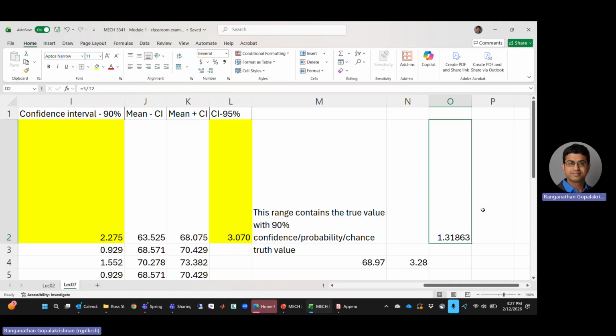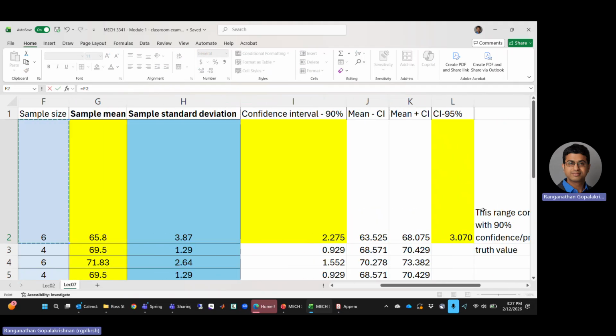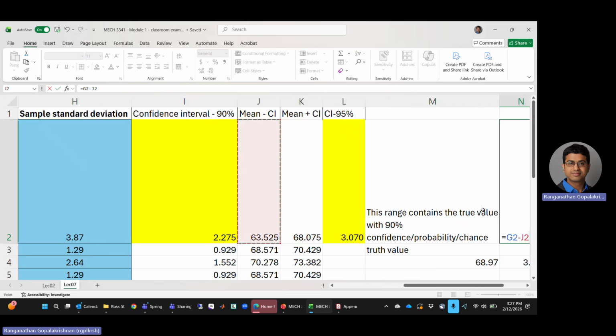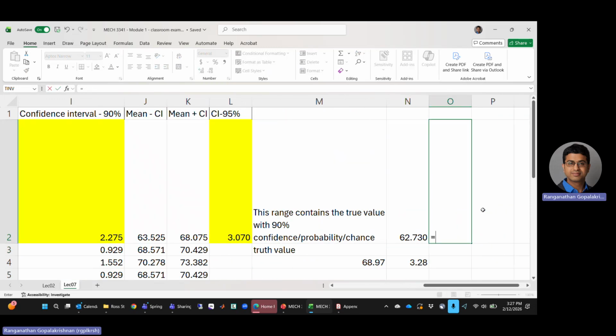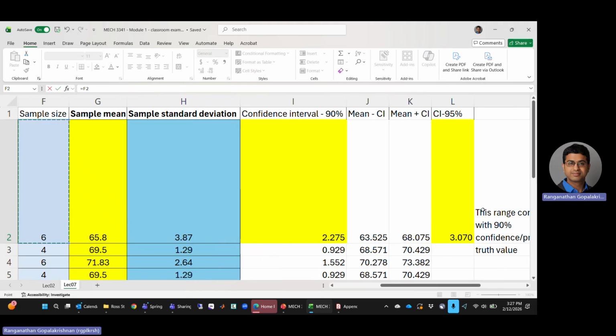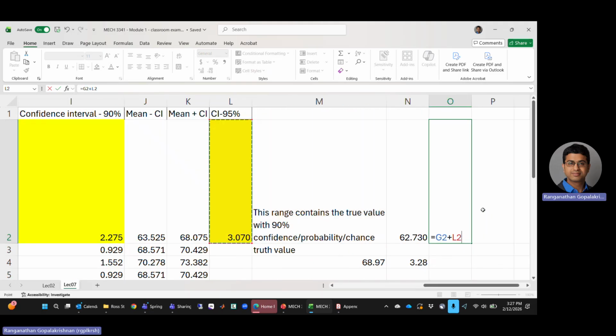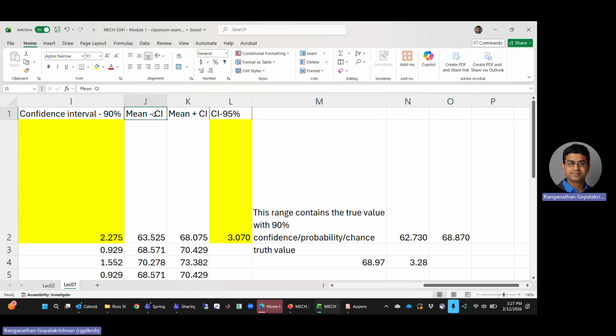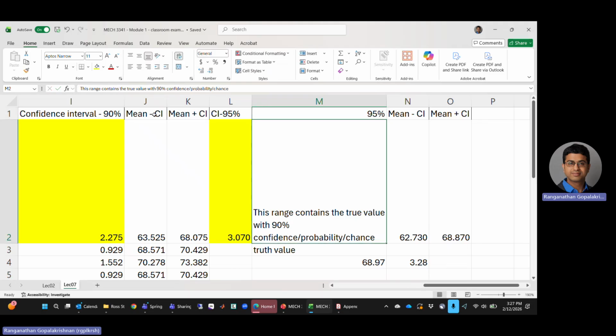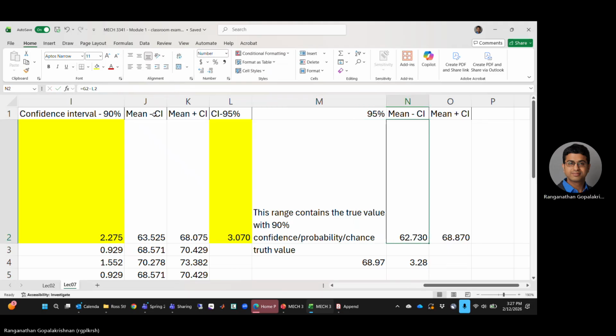Okay, so that is like saying, I'll take the sample mean and say X minus CI and X plus CI, mean minus CI and mean plus CI. What is my confidence level? 95%. So between 62.73 and 68.87, I'm saying 95% of the values would lie.